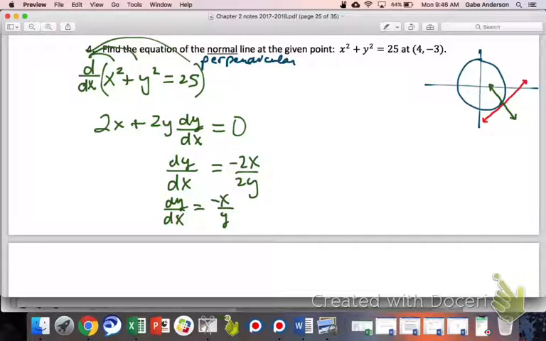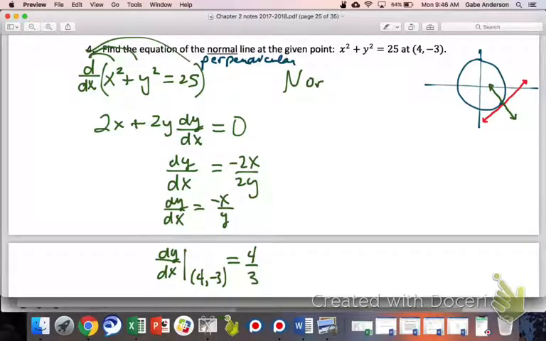So I'm going to write this. I'm going to say dy dx at the point 4, negative 3. dy dx at 4, negative 3. This is just a plug situation, so I got 4/3. So again, it's really important that we understand that that is the slope of the tangent line at the point of tangency. We are going to try to do the normal line, though.